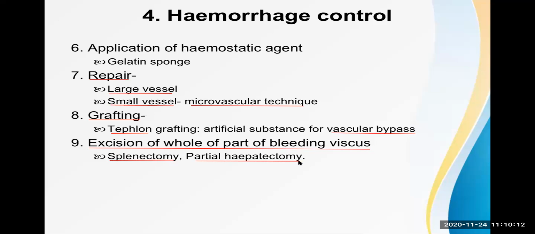You don't remove the whole liver, okay? You remove only the part of the liver which is bleeding. But we can sacrifice the spleen if it is badly ruptured. Now let me ask you some question here. If spleen is removed, what precaution do we need to take? Anyone? Anybody? What happens after we remove the spleen? What happens to the patient?